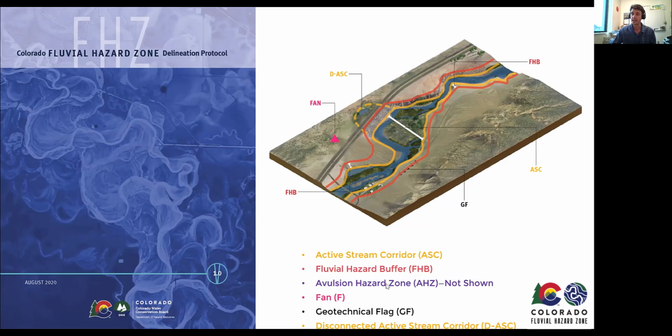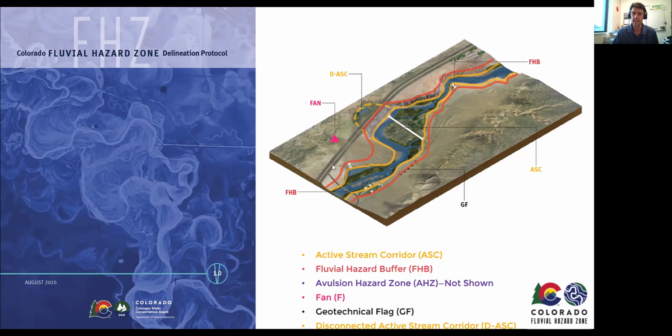We have avulsion hazard zones. Now, an avulsion is where a river moves from its current floodplain area into another area. We don't have that pictured here, but the idea is if the river could move outside of its active stream corridor to find a new route across the floodplain, maybe in an old relic channel or something like that, we want to identify those locations where that potentially could occur.